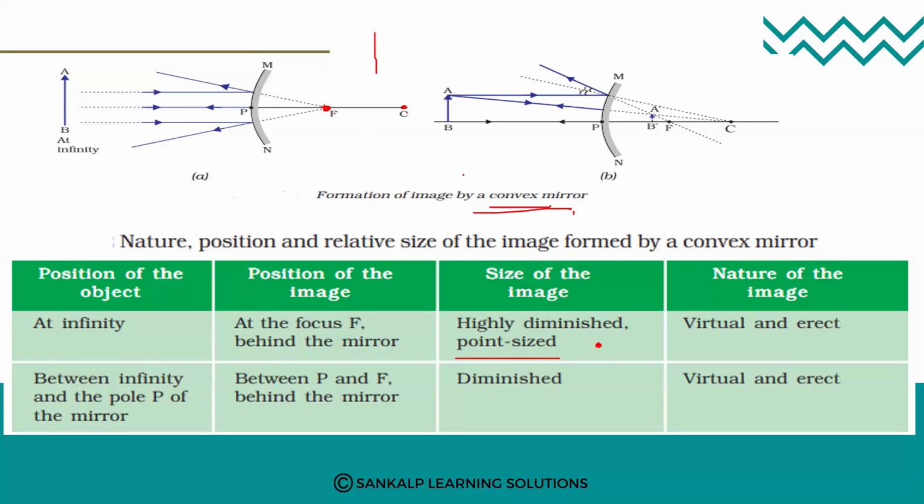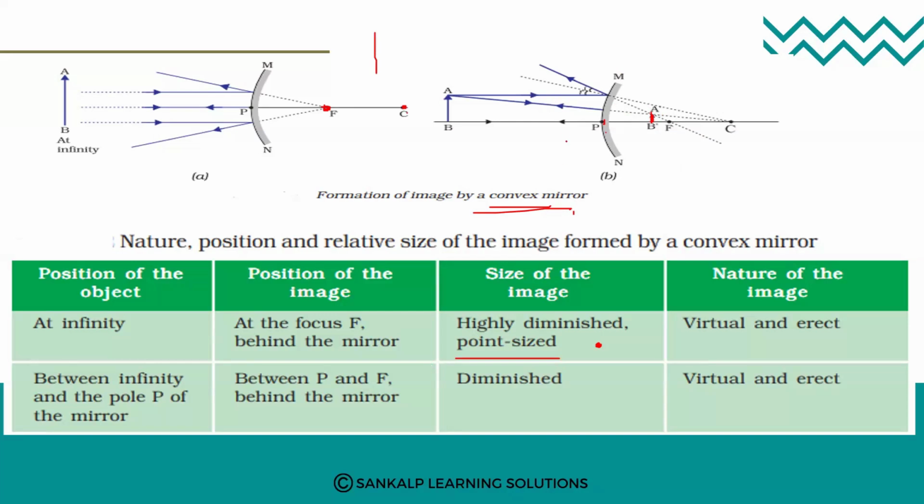Now we are keeping our object between infinity and pole P, that is AB is here. AB is the object. Where will the image form? Between P and F behind the mirror. So between P and F behind the mirror, that means A dash B dash will form here behind the mirror. Behind the mirror means here also it is virtual and erect and it is diminished.